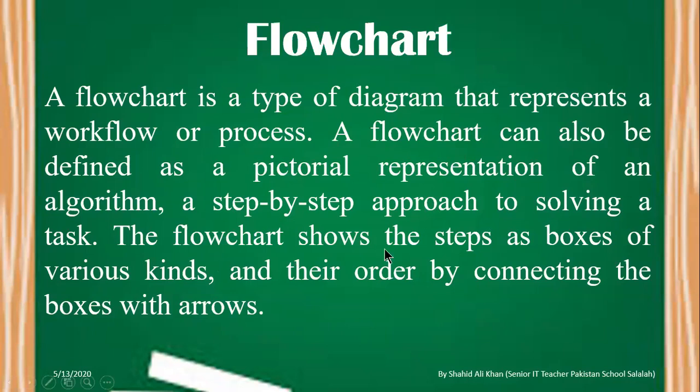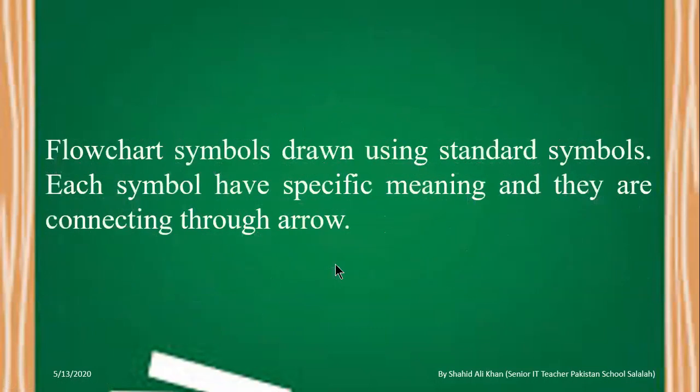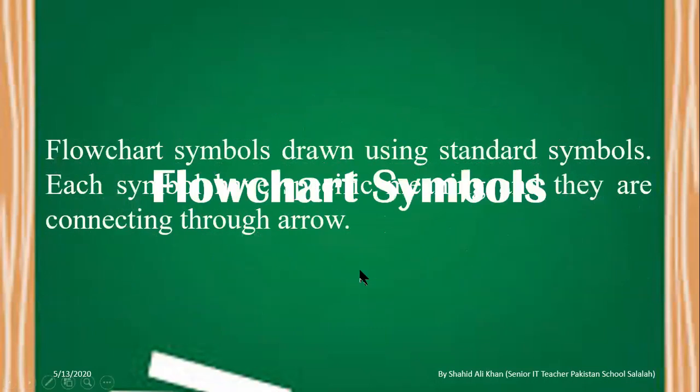The flowchart shows the steps as boxes of various kinds. So a flowchart has different kinds of boxes. They have specific meanings, and in those boxes we have to mention certain tasks which we want to perform to achieve or to solve the particular problem. And to connect those boxes we use different arrows. So let's move towards the next step.